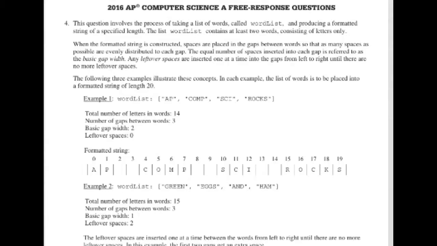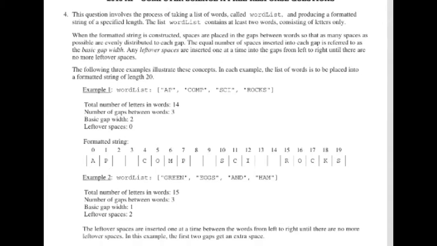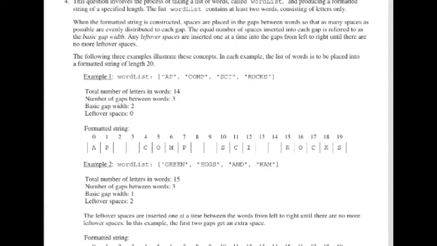Okay, the following 3 examples illustrate these concepts. In each example, the list of words is to be placed into a formatted string of length 20. So for this example, it's length 20, 0 to 19. That's just for the example. It's not what you're going to hard code into your answer.